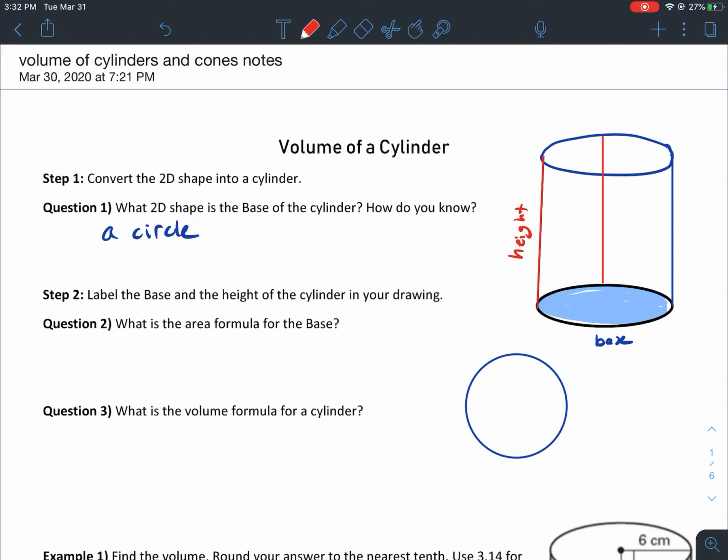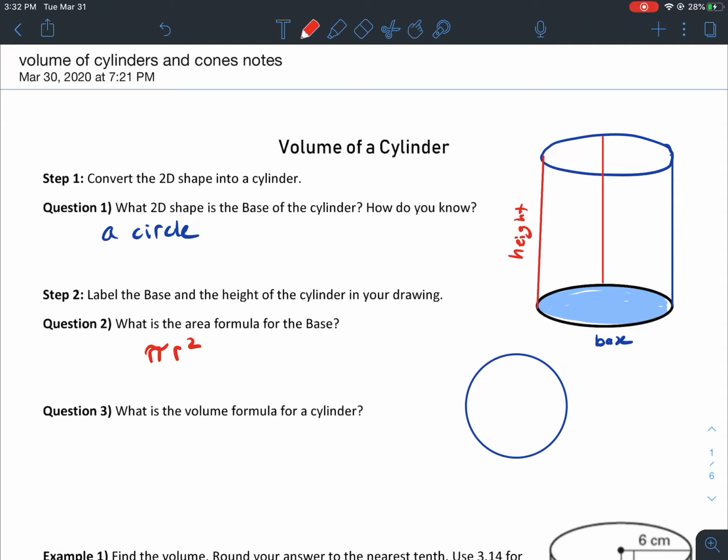The next question says, what is the area formula for the base? So if you recall, earlier this semester, you hopefully learned how to find the area of a circle. And we know that the base is a circle. And to find the area of a circle, we use the formula pi times radius squared.